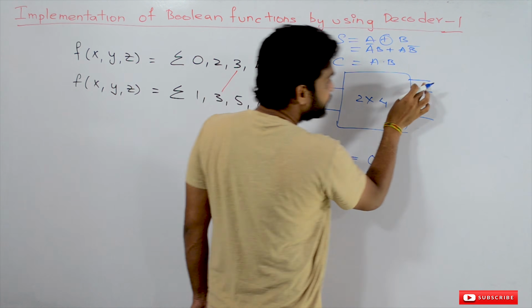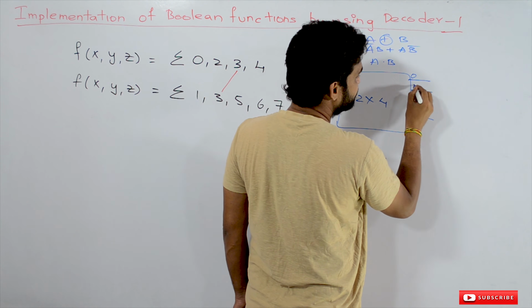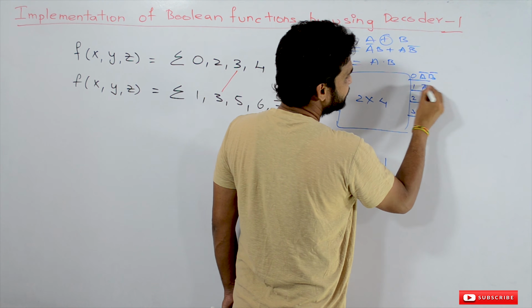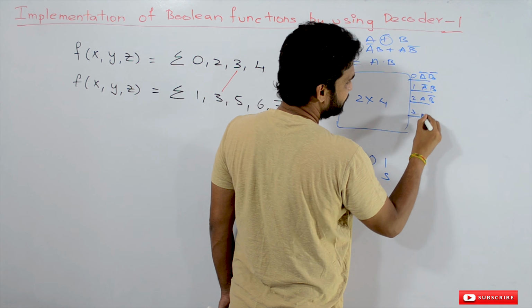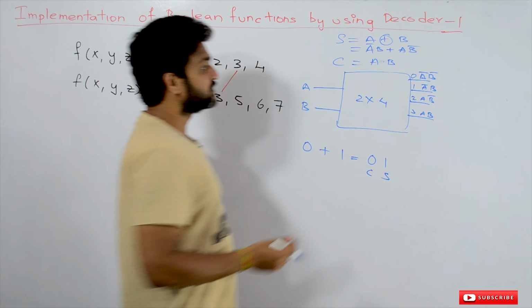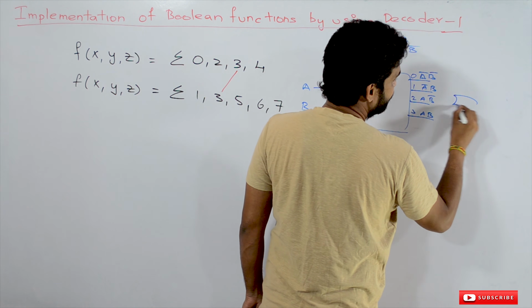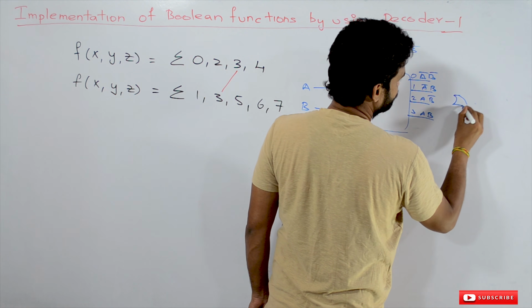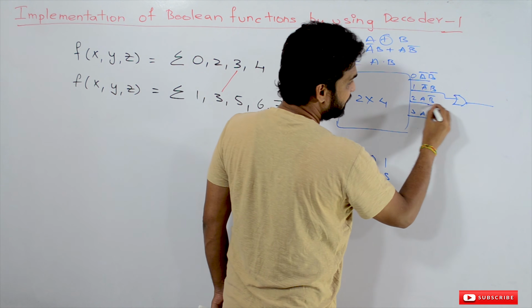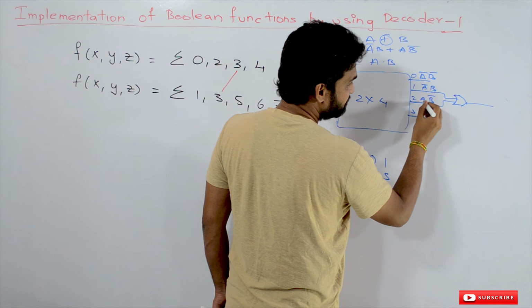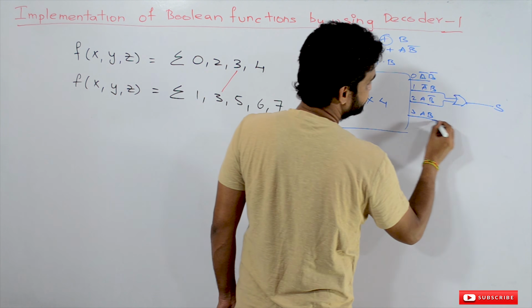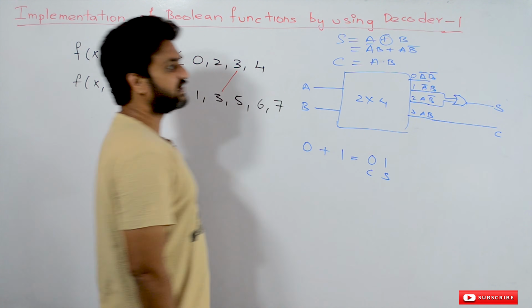For example, if you take these outputs, they can be represented as 0, 1, 2, 3. So it is going to be A bar B bar, this is A bar B, this is A B bar, and this is A B. In order to produce the sum, these two lines ought to be connected to an OR gate. These two lines, A bar B plus A B bar; plus means OR gate. A bar B plus A B bar is going to produce the value of sum, and similarly the direct line A B is going to produce the value of carry.